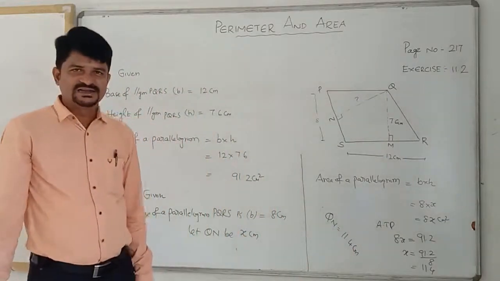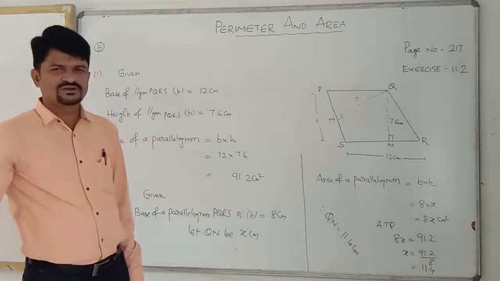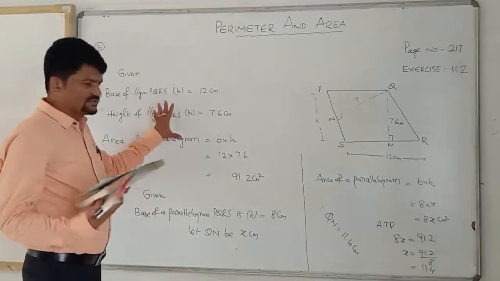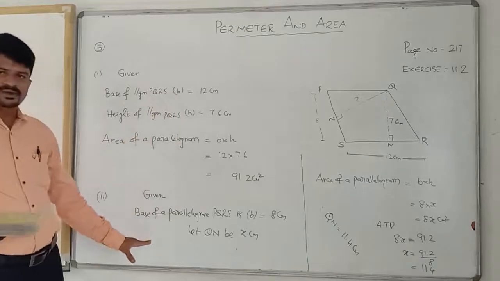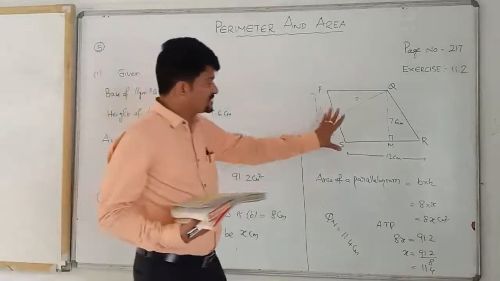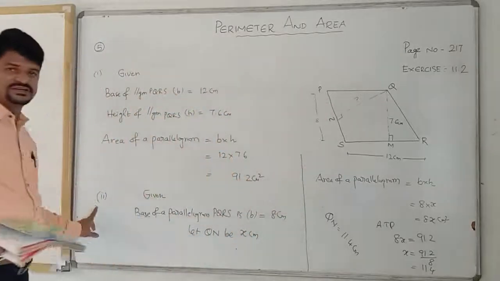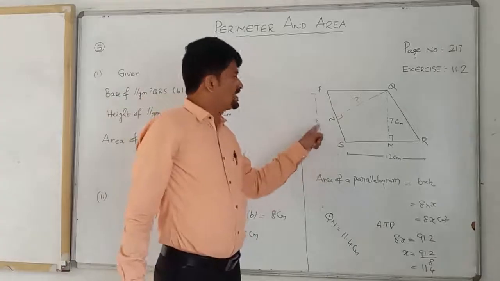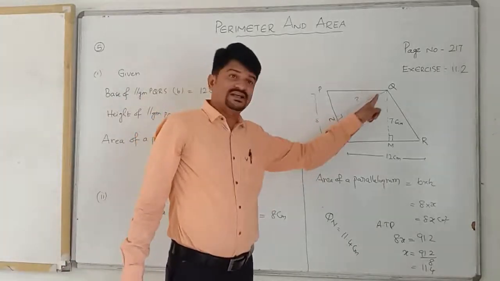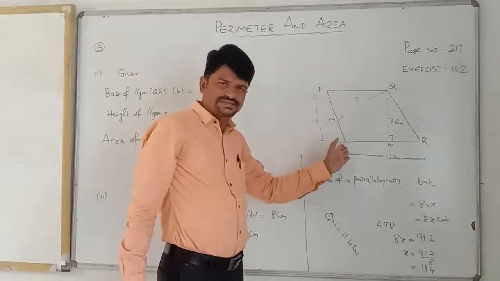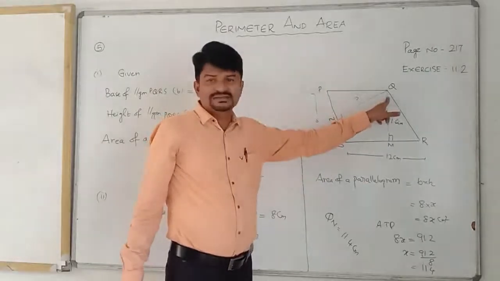Got it, children? Already we have solved one problem. See, in the first one we directly found the area of the parallelogram by using the formula, that is 91.2 centimeters square. Now we have started the second question: if PS is equal to 8 centimeters, then find the length of QN. Again, if we consider PS as a base, then QN becomes the height.